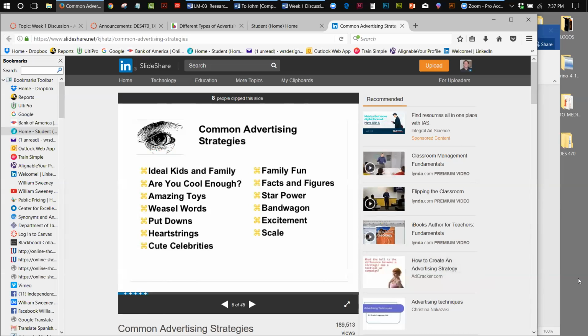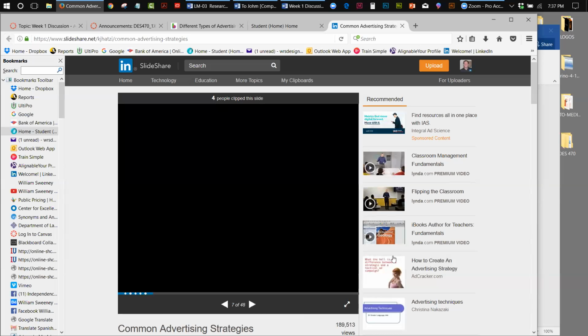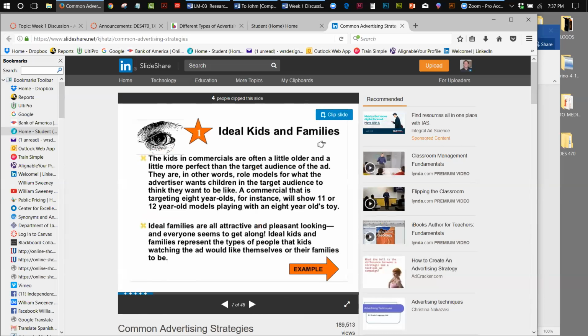Common advertising strategies. Ideal kids and family. Are you cool enough? Amazing toys. Weasel words. Put downs. Heartstrings. Cute celebrities. Fun, family fun. Facts and figures, star power, bandwagon, excitement, and scale. All of these strategies, and there are actual explanations we'll get into a little later on about each and every one of these things. You might even see some of them occur in here. Okay, here, ideal kids and families.